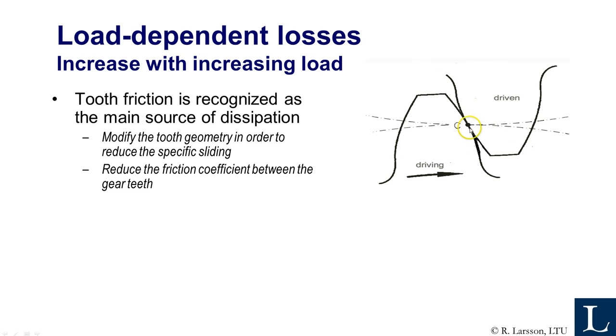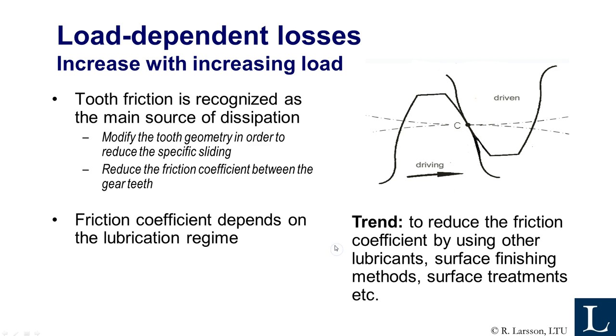itself, the contact between the gear teeth, and of course you can try to modify the shape of the gear teeth, and more important maybe, you can try to reduce the friction coefficient between the gear teeth. The friction coefficient of course depends very much on the lubrication, and if you have been able to reach a full film lubrication regime.